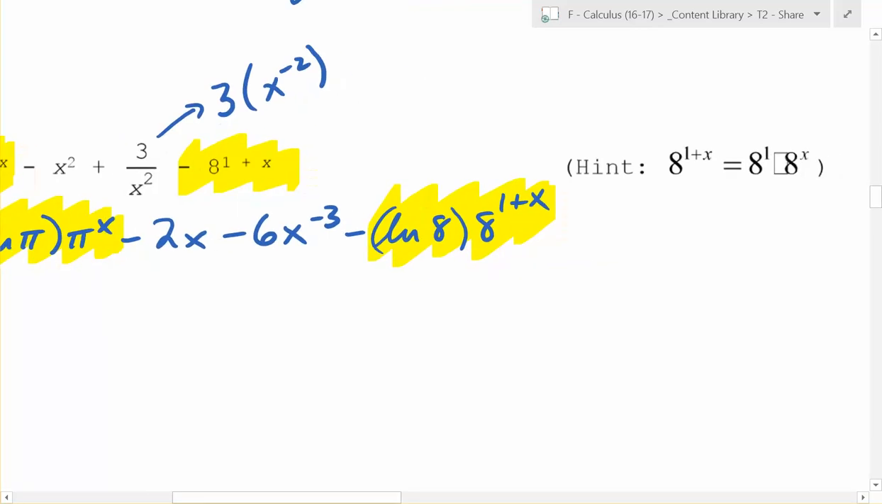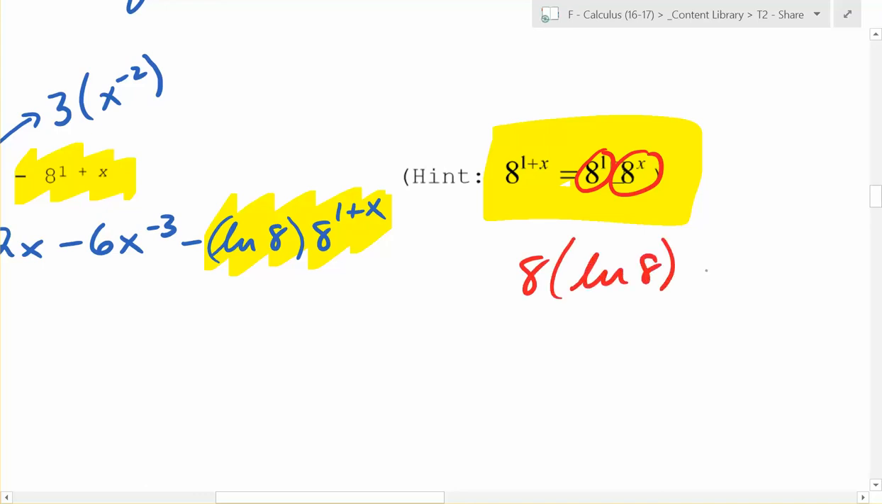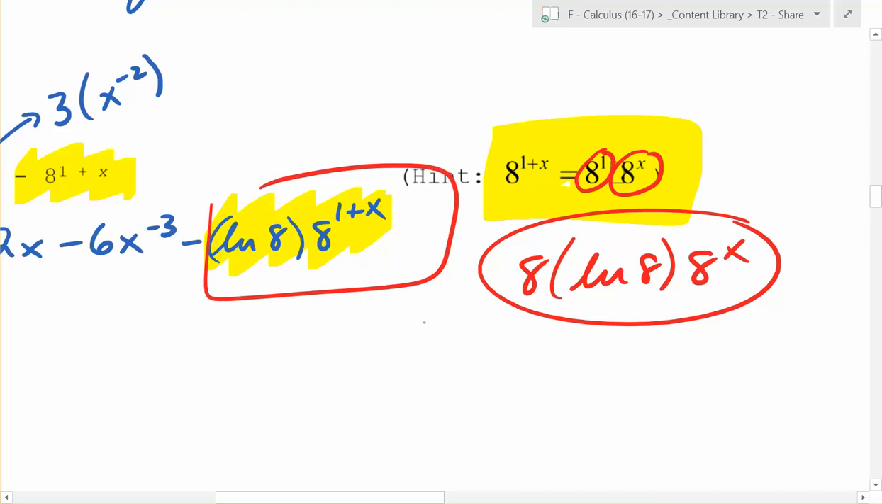Now, there's another hint here, everybody. You see this one right here? See that hint? What does that change? Let's just check this for a second. What does this 8 do? It's just along for the ride. What's the derivative of 8 to the x? ln 8 times what? 8 to the x. What can you tell me about these two things? They're the same.